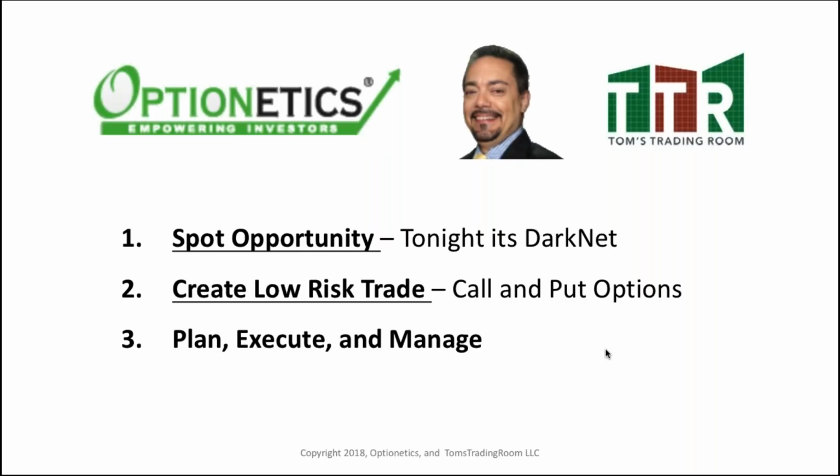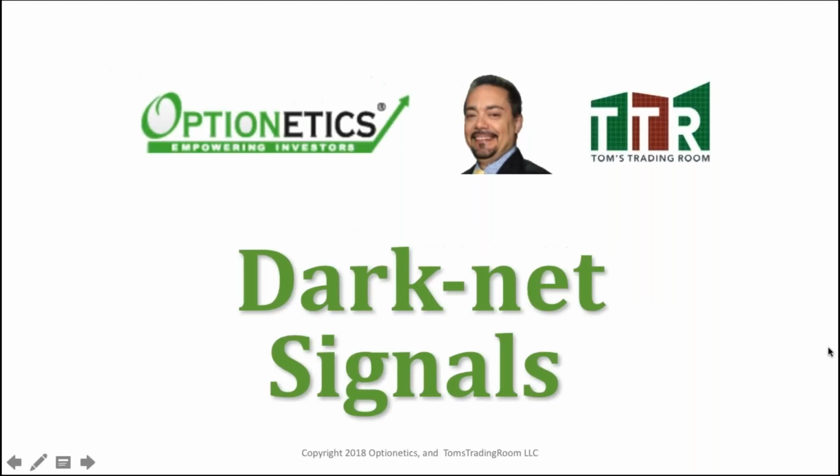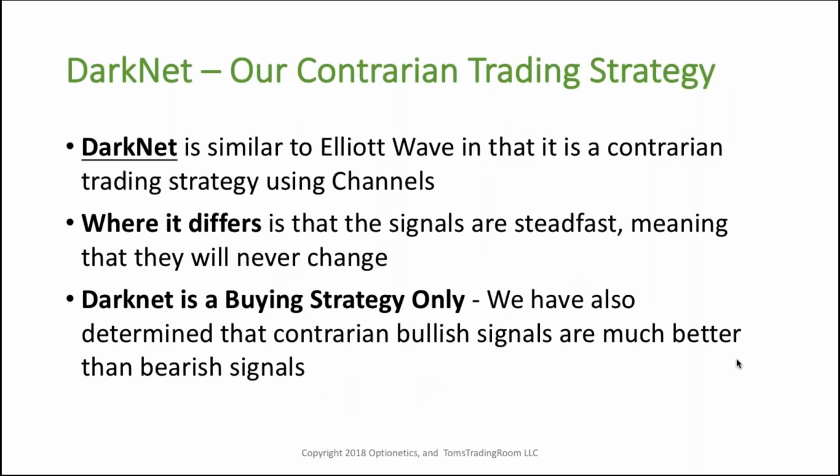All right. Let's do it again, but this time we're going to do it with Darknet. So Darknet actually allows us to spot the opportunity and create the low risk trade all under one roof. Okay, so Darknet signals are very similar to Elliott Wave. It means it's a contrarian strategy using channels. What differs is that the signals are steadfast. That means that they stay put, meaning that they never change. All right, any of you in here who have ever traded Elliott Wave, I love Elliott Wave except for one thing.